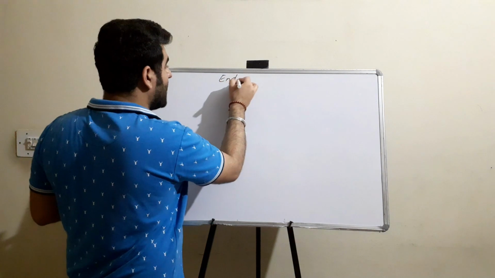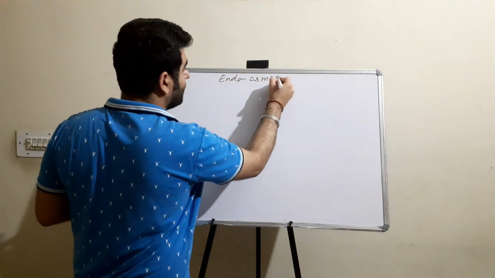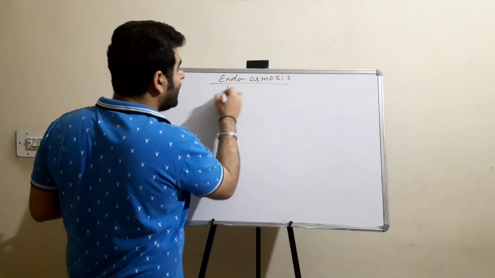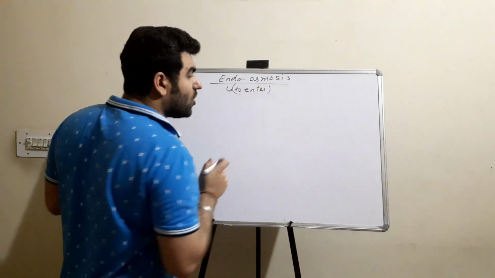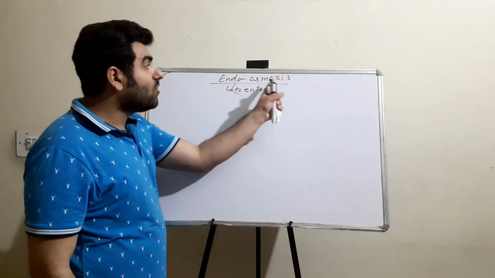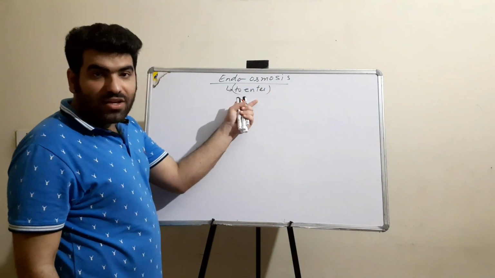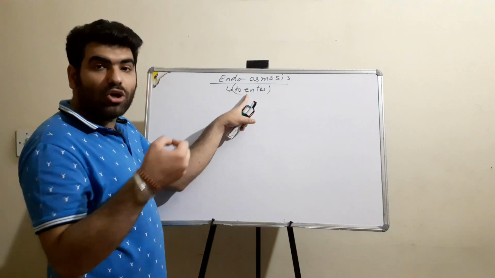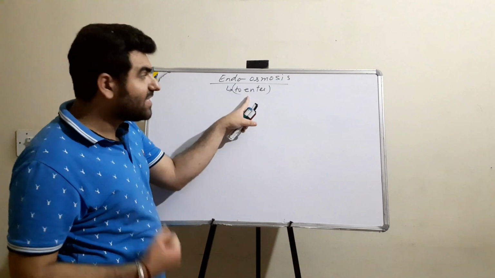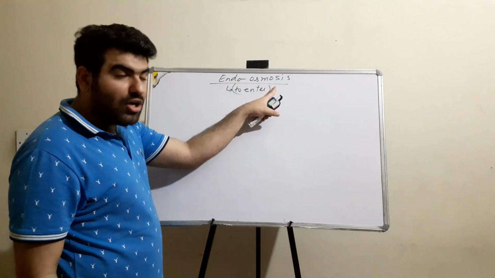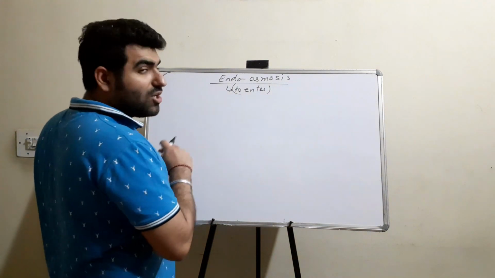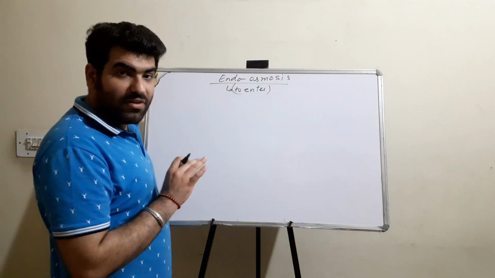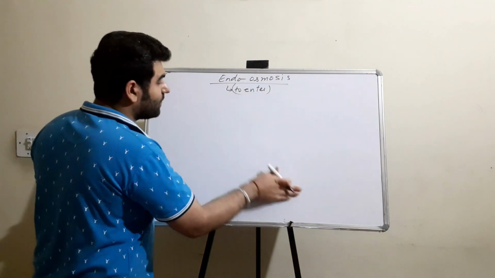First we are starting with endo osmosis. The word endo means to enter. Osmosis we have already discussed. It is the inward movement of water molecules, that is, when water enters into some sort of cell, that movement of the water molecules is termed endo osmosis. Let us make a case and then we'll be able to understand that.